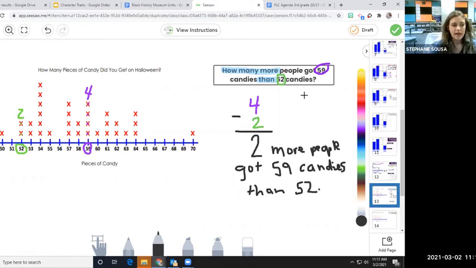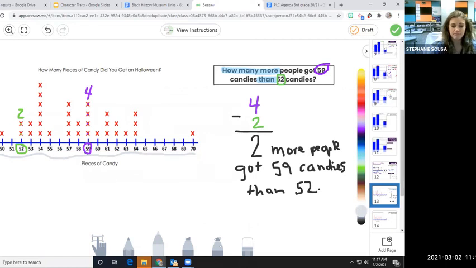So again, on line plots, these down here are our categories. These are not the data numbers. Okay, this is how many people have a certain amount. This is the amount here. The X's are the number of people.